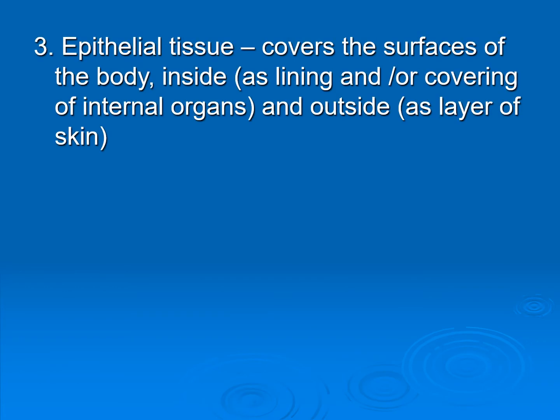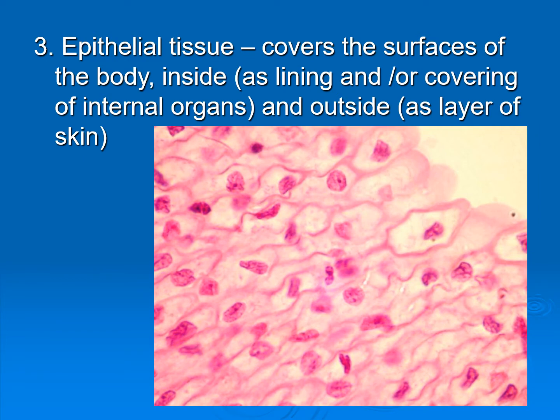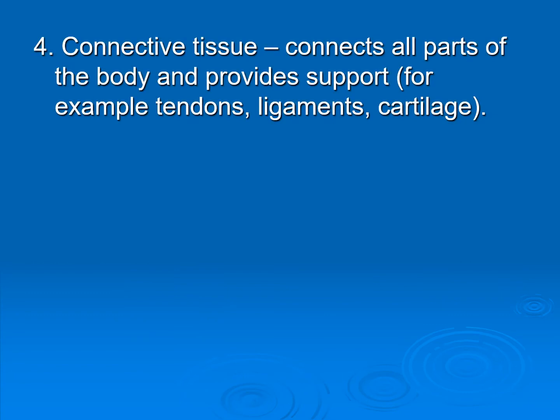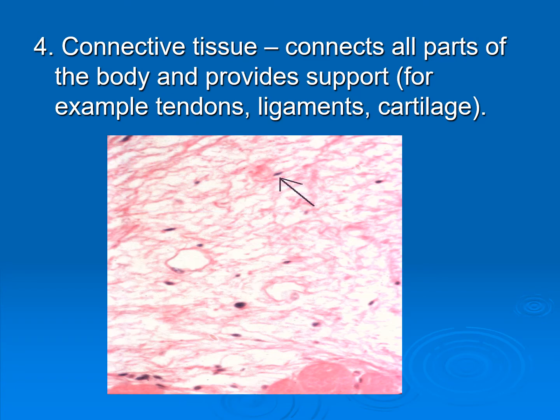Then we have our epithelial tissue. That covers the surfaces of the body, so inside of the body as lining and covering of internal organs, and outside of the body as a layer of skin. There is a picture of your epithelial tissue. Finally we have connective tissue, which connects all parts of the body and provides support, for example tendons, ligaments, and cartilage. And then there's a picture of the connective tissue.